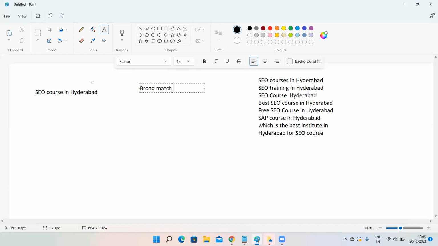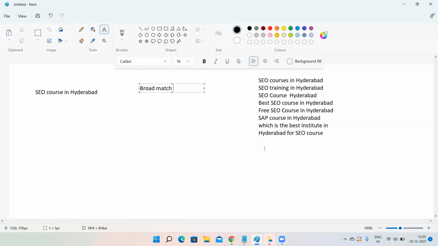But the problem is, even if you target a keyword called SEO course in Hyderabad, still for free also, your advertisement is going to appear. This is the problem over here. You are not providing any free course, but still your advertisement is appearing for free SEO course in Hyderabad. Broad match is nothing but, even if one word matches, your advertisement is going to appear. This is known as broad match. This is one of the keyword match types, and this is the first match type, called broad match.